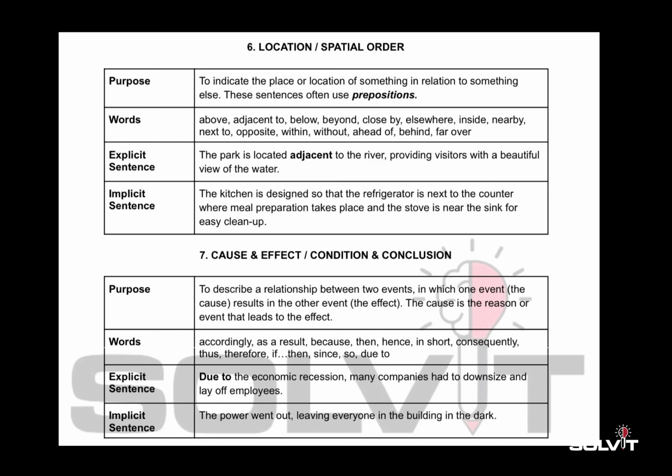So the sixth type of relationship is location or spatial order, to indicate the place or location of something in relation to something else. These sentences often use prepositions. Okay, so the words you can use to identify this type of relationship are above, adjacent to, below, beyond, close by, elsewhere, inside, nearby, next to, opposite, within, without, ahead of, behind, far, over.